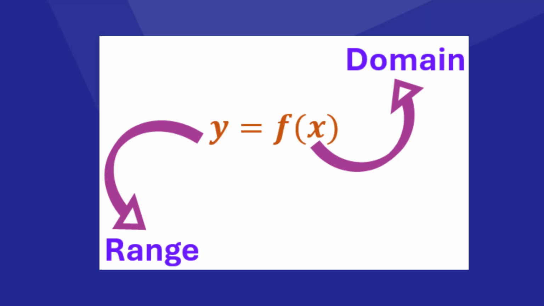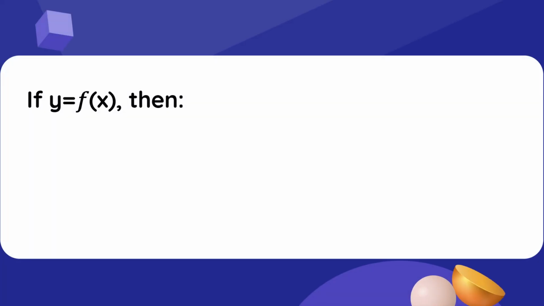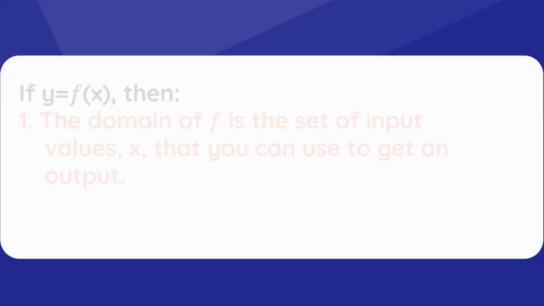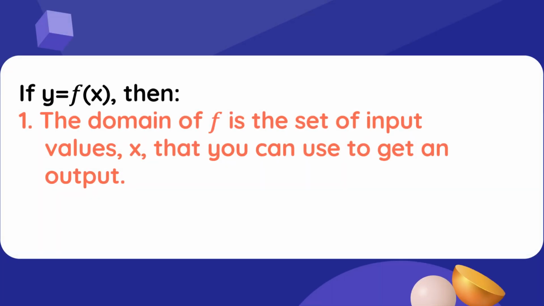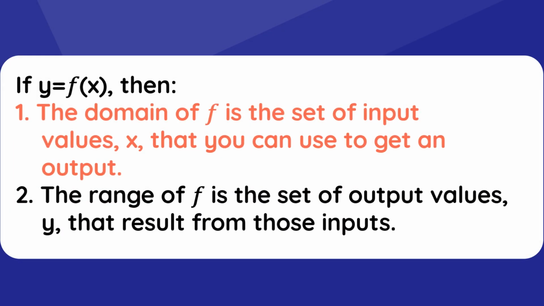Consider a function y equal to f of x. We have y to be the range and x to be the domain. If y is equal to f of x, then the domain of f is the set of input values, x, that you can use to get an output. The range of f is the set of output values, y, that result from those inputs.